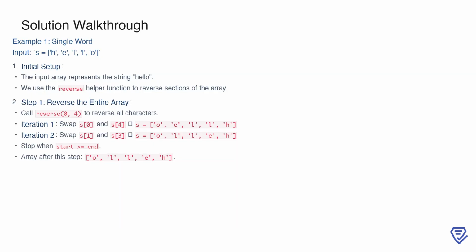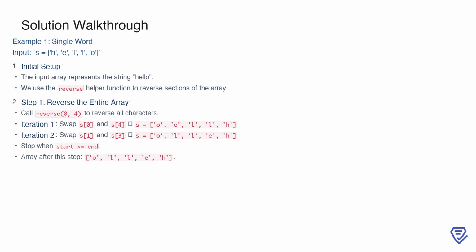To begin, let's look at the simplest case, a single word. Here, the input array represents the word "hello" as a list of characters. The first step is to reverse the entire array. This is done by calling the reverse function with the start and end indices of the array.